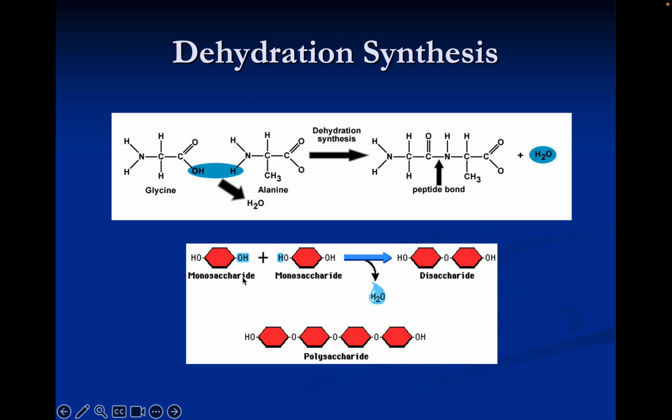Here we see the same thing in a carbohydrate. We've got one monosaccharide, which is the monomer for carbohydrates. One monosaccharide here, a second monosaccharide there. We see an OH and an H. These can leave as water in a dehydration synthesis reaction, and that leaves these two connected by that shared oxygen in the center.